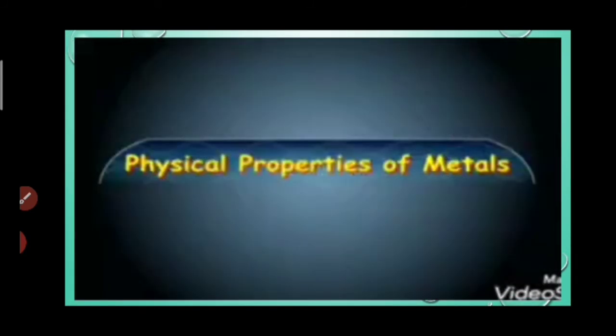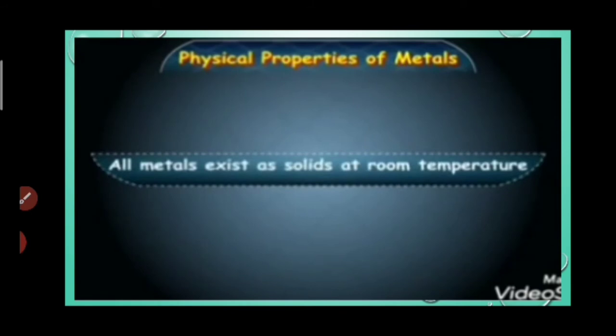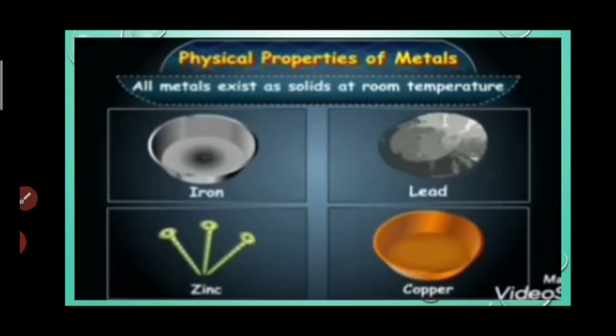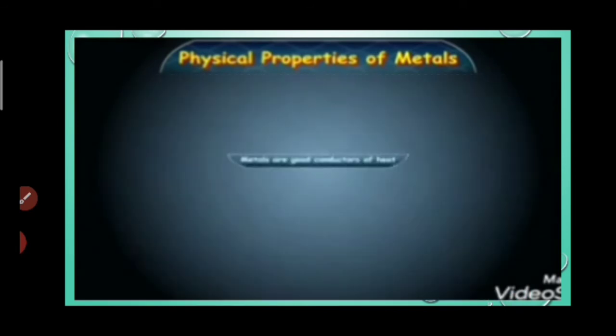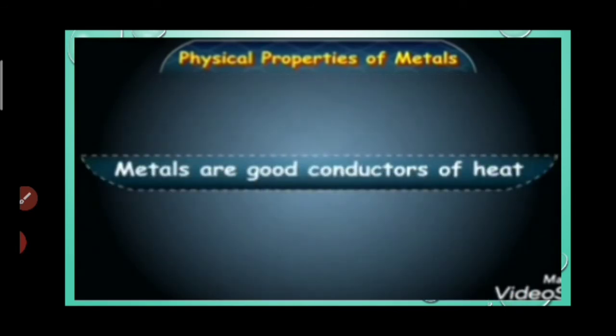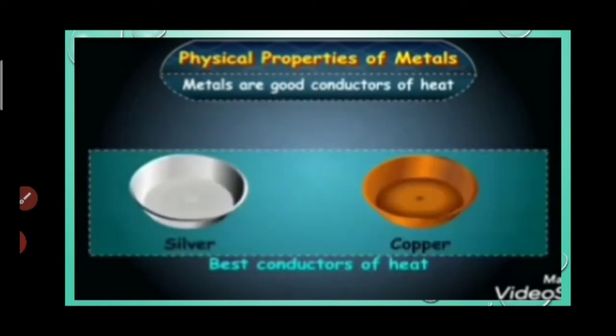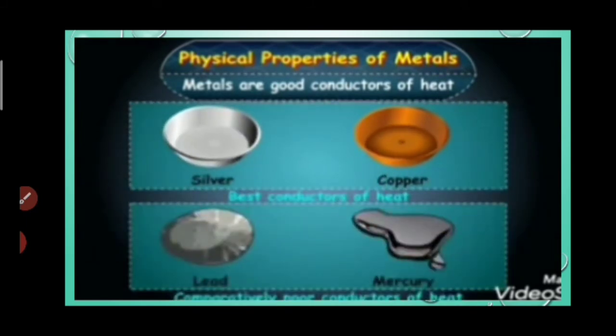Now let's know some properties of metals. All metals exist as solid at room temperature. Iron, lead, zinc and copper. But there is an exception of mercury, which is liquid at room temperature. Metals are good conductors of heat. Silver and copper are the best conductors of heat among the other metals, and lead and mercury are the poor conductors.